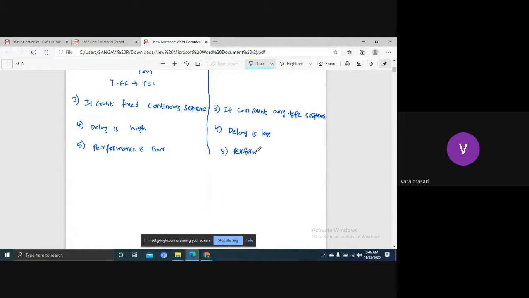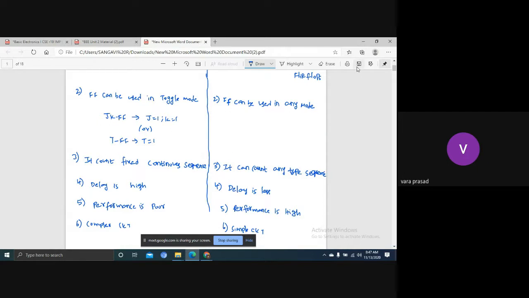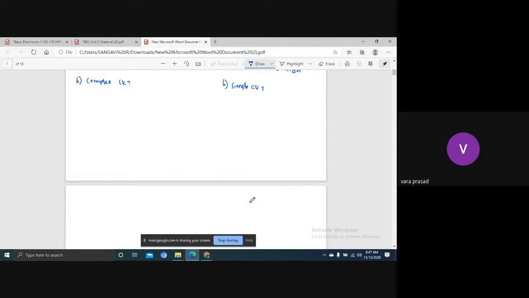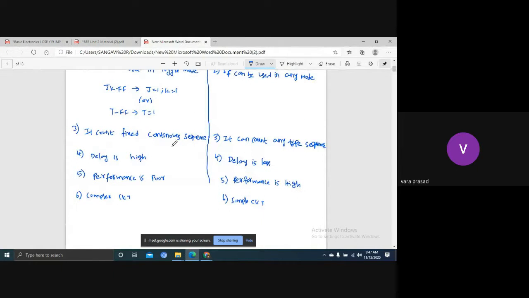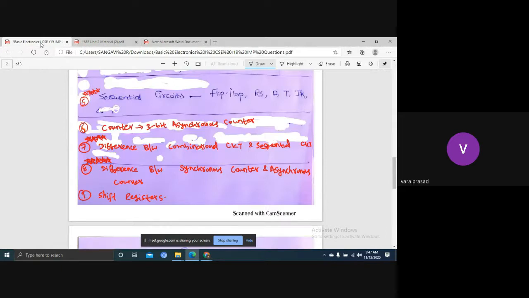Performance is high here. And this is a complex circuit, and the other is a simple circuit. These are the differences. I'm expecting this question also. This one I will add. Next, we'll move to the next question.